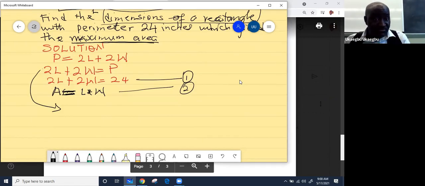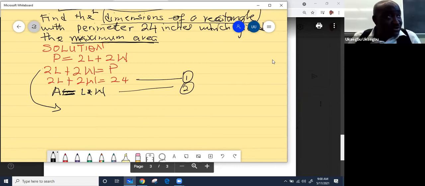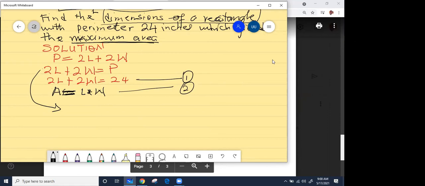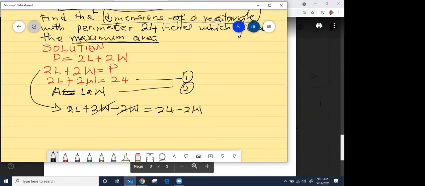So if we want to solve for the length, what shall we do? Let me rephrase the question. Can we just rewrite the equation in such a way that L, the length, will be on one side? Yes or no? Okay, you said yes. So what shall we do in order to accomplish that? Subtract 2w and have it on the right side with the perimeter. Okay, so he's suggesting we do 2L plus 2W minus 2W equal to 24 minus 2W. So 2W minus 2W gives us what? Zero.